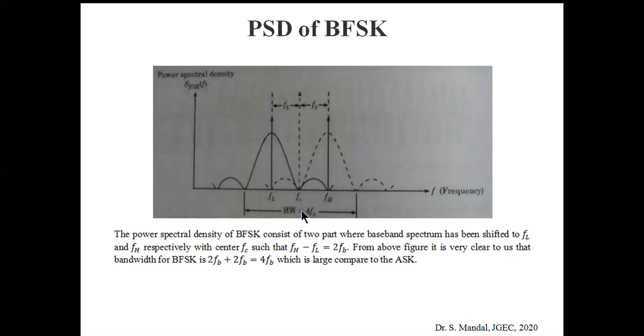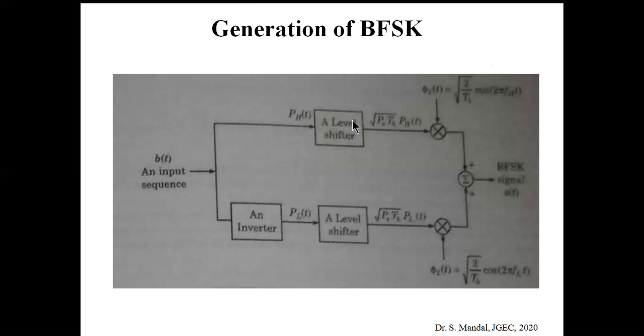Okay, so this is nothing but 4 FB. In case of ASK, the bandwidth was 2 FB, whereas in case of FSK, the bandwidth for BFSK is 4 FB. So obviously the bandwidth requirement for BFSK is very large compared to ASK, which is one of the major disadvantages of BFSK. So this is the power spectral density for binary frequency shift keying.